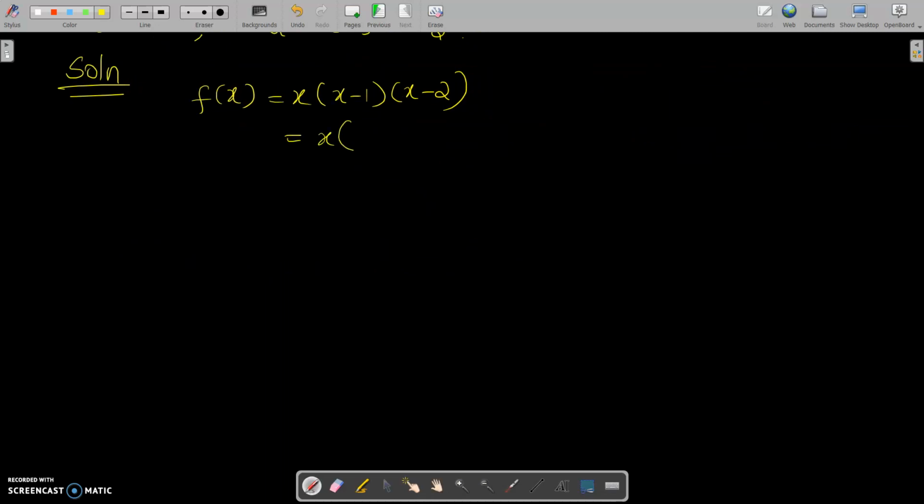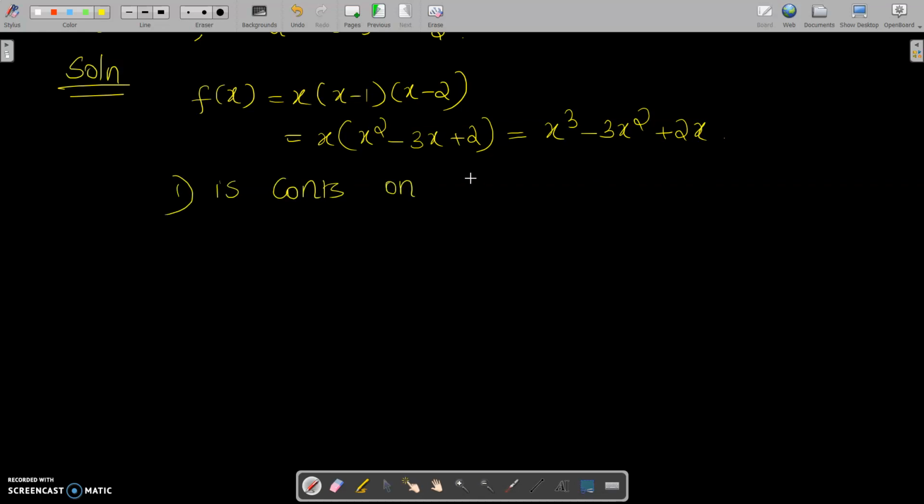I can write this as x square minus 2x minus x, so minus 3x plus 2. So I can write this as x cube minus 3x square plus 2x. So f of x is this one. This is a polynomial and is continuous. Since it is a polynomial, everything is continuous. Continuous on which interval? We can say closed interval 0, 1 by 2.